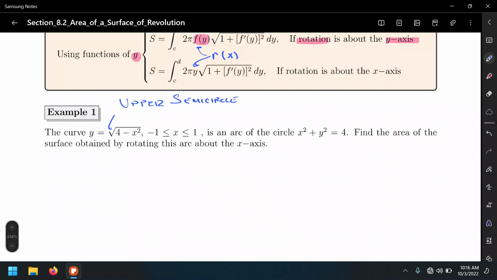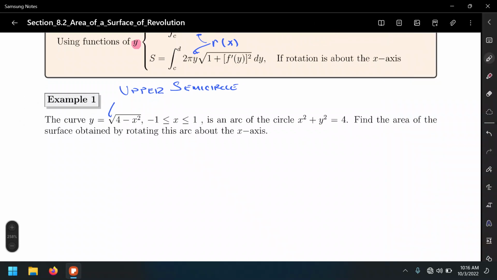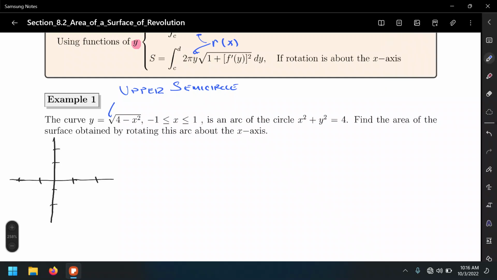All right, so let's have a look at the graph. In this case, let's see, Cartesian plane. And -1, -2, 1 and 2. All right, so if we were to find the area generated by the entire semicircle, we would have done this. All right, that's the graph of the upper semicircle.